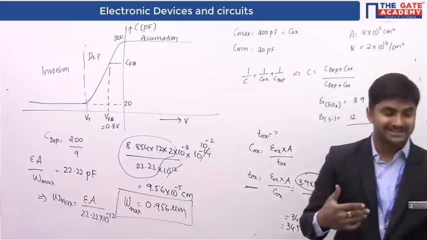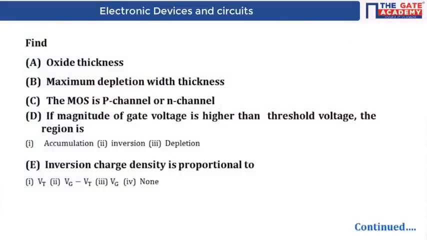Now the fourth part is, again, a theoretical part. Theoretical parts are also very important from the examination point of view, because time and again the questions are coming from MOSCAP, and many times they are going to be theoretical questions also. Whenever the magnitude of the gate voltage is higher than the threshold voltage, then it is going to be what we call the inversion layer. Three options have been given. One is inversion, the other is accumulation, the third one is depletion.